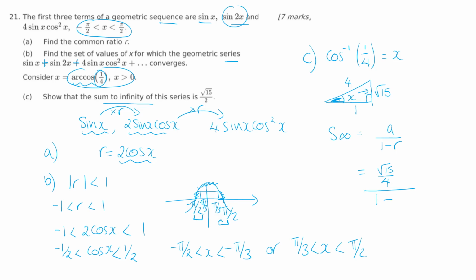So we need to times that by 2. So it's 1 minus 2 quarters. So this is going to be root 15 over 4 divided by 1 minus 2 quarters, which is a half. So divided by a half. When you're dividing by a fraction, you need to turn that upside down. So this is going to be cancelling 2's into itself once, 2's into 4, 2. So it's going to be root 15 over 2.